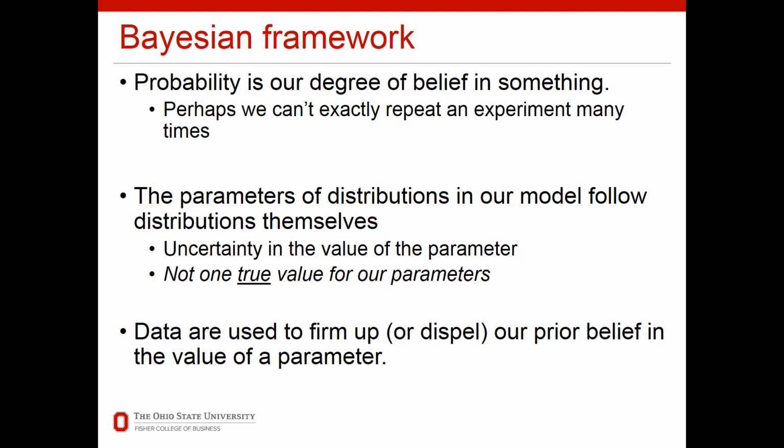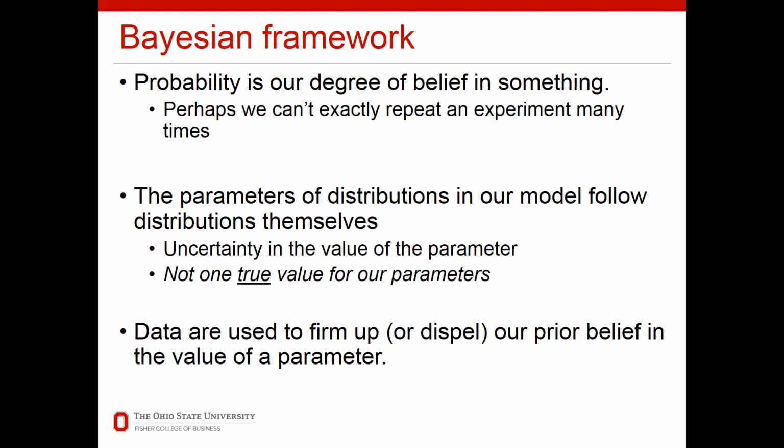The parameters in the model are no longer fixed. There is not one and only one true probability in the Bayesian methodology. In the Bayesian methodology, the parameters themselves follow distributions. So the probability of flipping a head in a single coin flip has probability P, and a Bayesian would say, well, there's not one true P. P follows a distribution, perhaps like a uniform distribution between 0 and 1. That might be my initial belief.